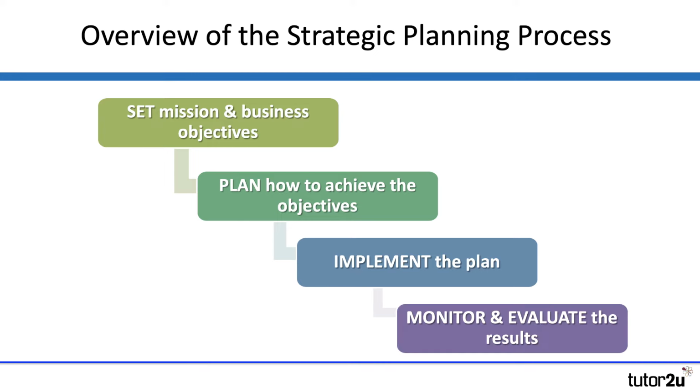And then a key part of the process is then to monitor performance against the plan, to evaluate the results, comparing actual results against the objectives, and to feed that back into the plan to see what changes are required. So see strategic planning as a process that the business goes through.